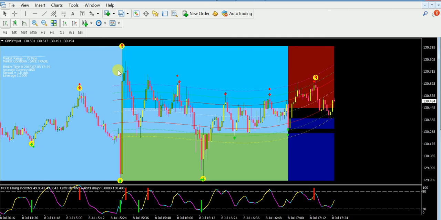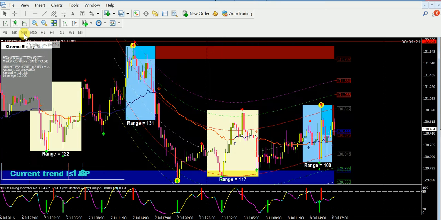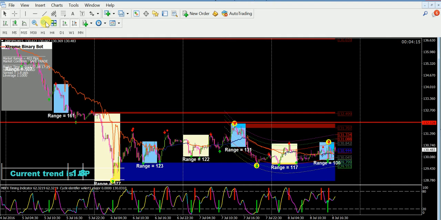Here we see that we have a supply and demand zone, which is a strong area of resistance. Here we have a strong area of support, identified by the blue there. This is the 1 minute chart. Let's look at the 15-minute chart. Okay, let's zoom out a little bit.